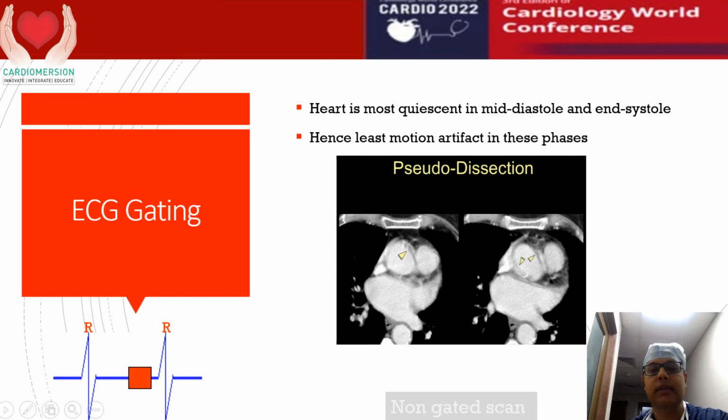So what is ECG gating? ECG gating is the acquisition of images at the time when the heart is most quiescent, which is usually the mid diastole and end systole. Hence, the least motion artifacts are seen in these phases.